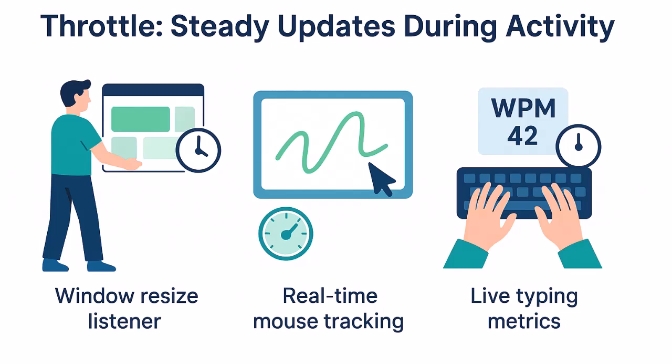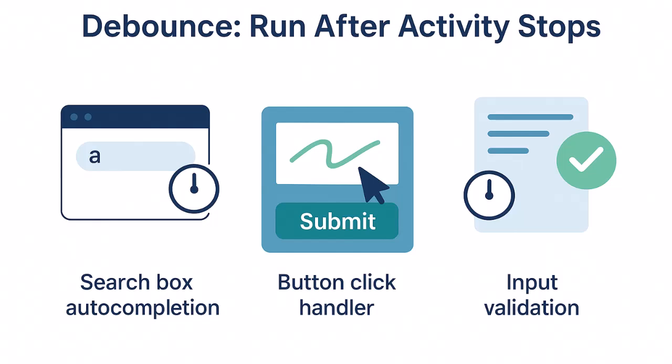And lastly, live typing metrics like a words per minute counter. If you're showing typing speed live, you don't want to update the number on every keystroke. Throttle keeps the counter steady and smooth. Let's go over some real life situations for debounce as well, starting with search input with suggestions.